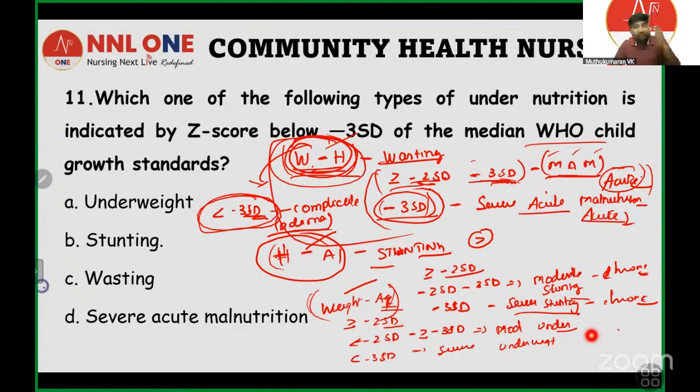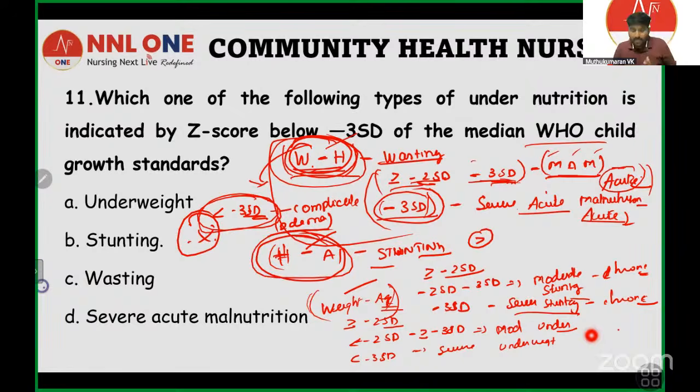When there is edema present and the Z score is also less than minus 3 SD, then it is complicated acute malnutrition, edema present. This is the important thing I am expecting in the MSc exam as well as in NOSET. Okay, yes. Now the weight for height component is over.